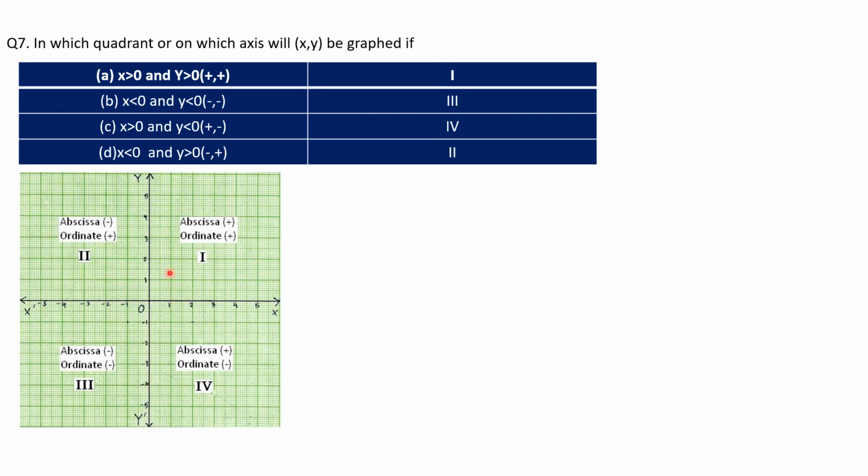So in this way, if you draw your graph paper in the rough column, first quadrant, second, third, you can answer any type of questions. Hope you understood this type of questions.